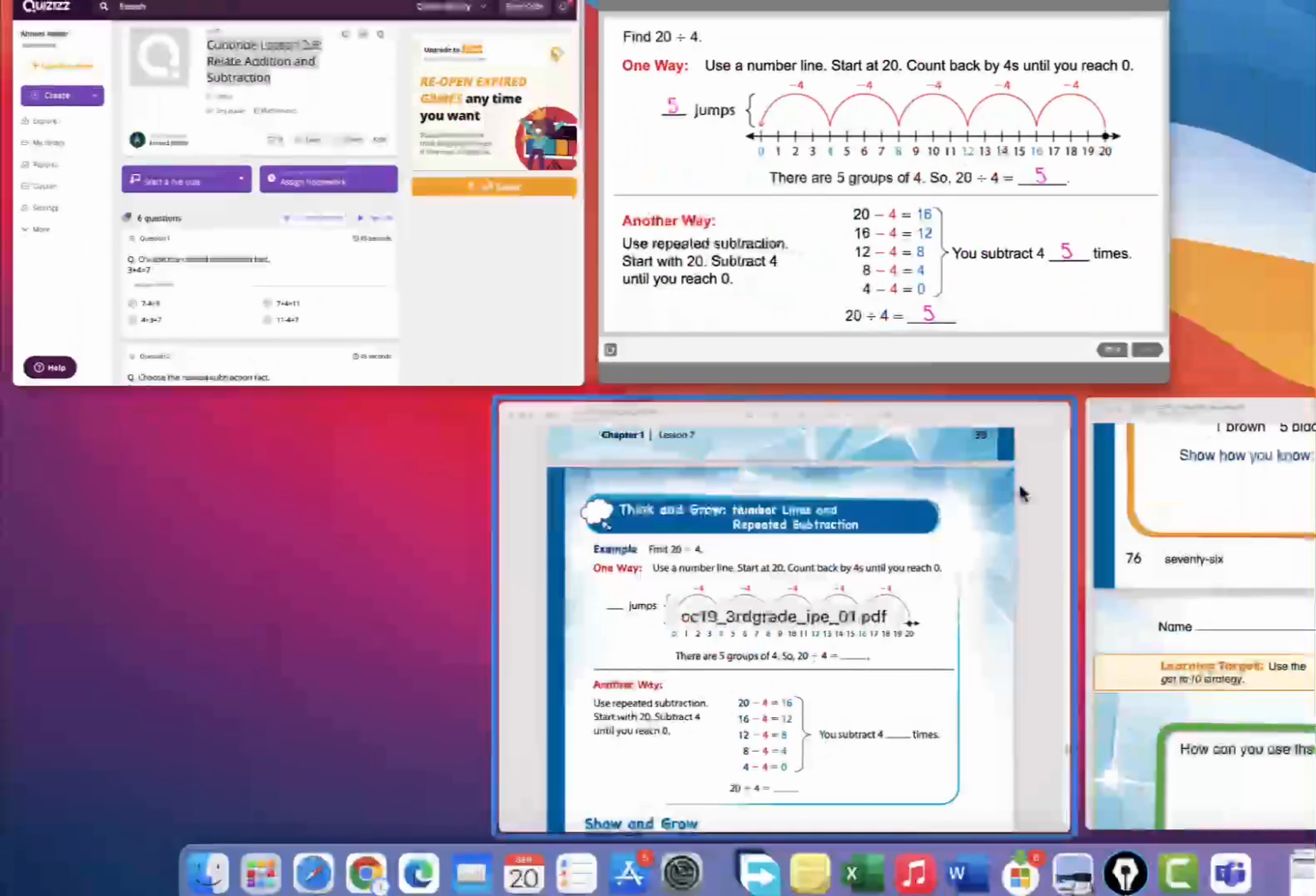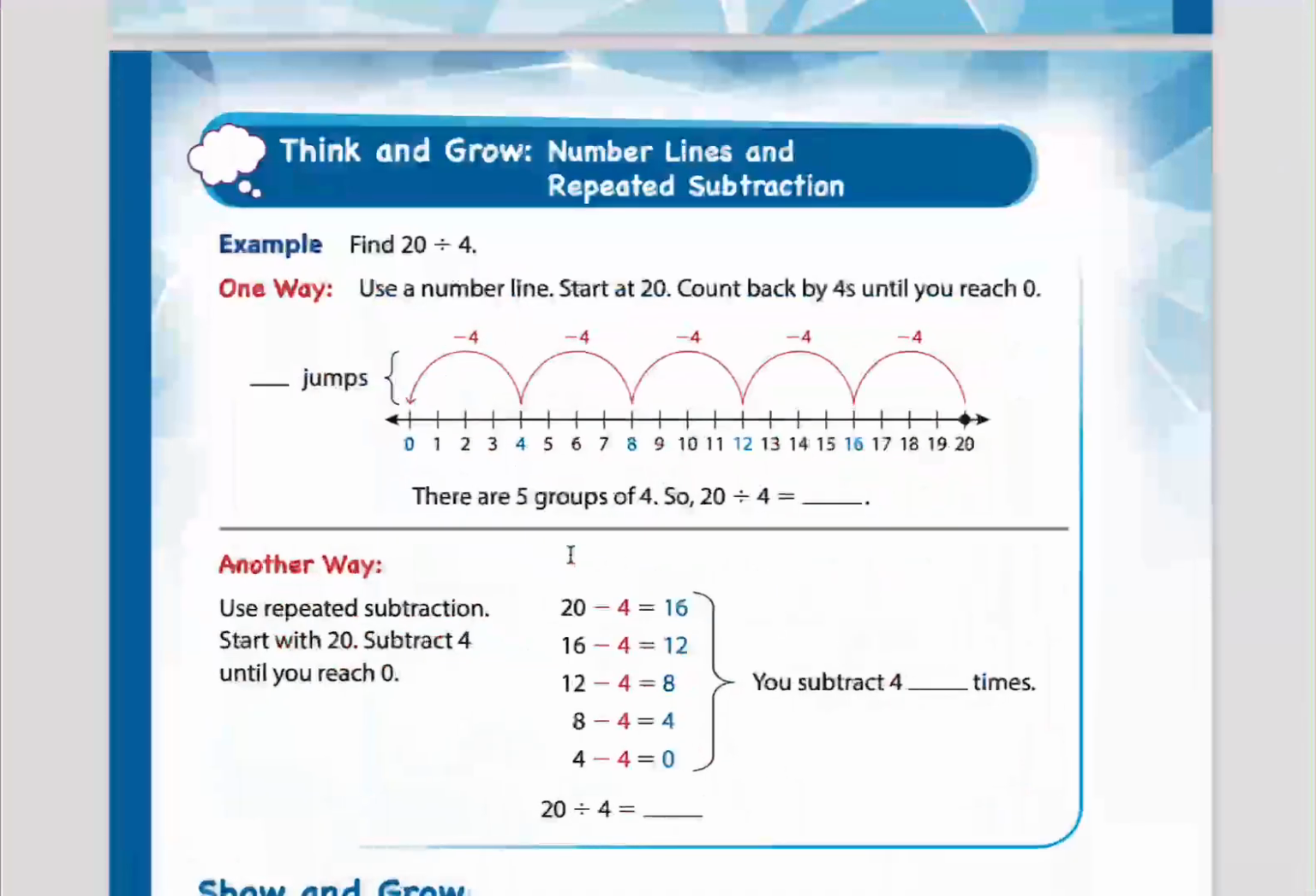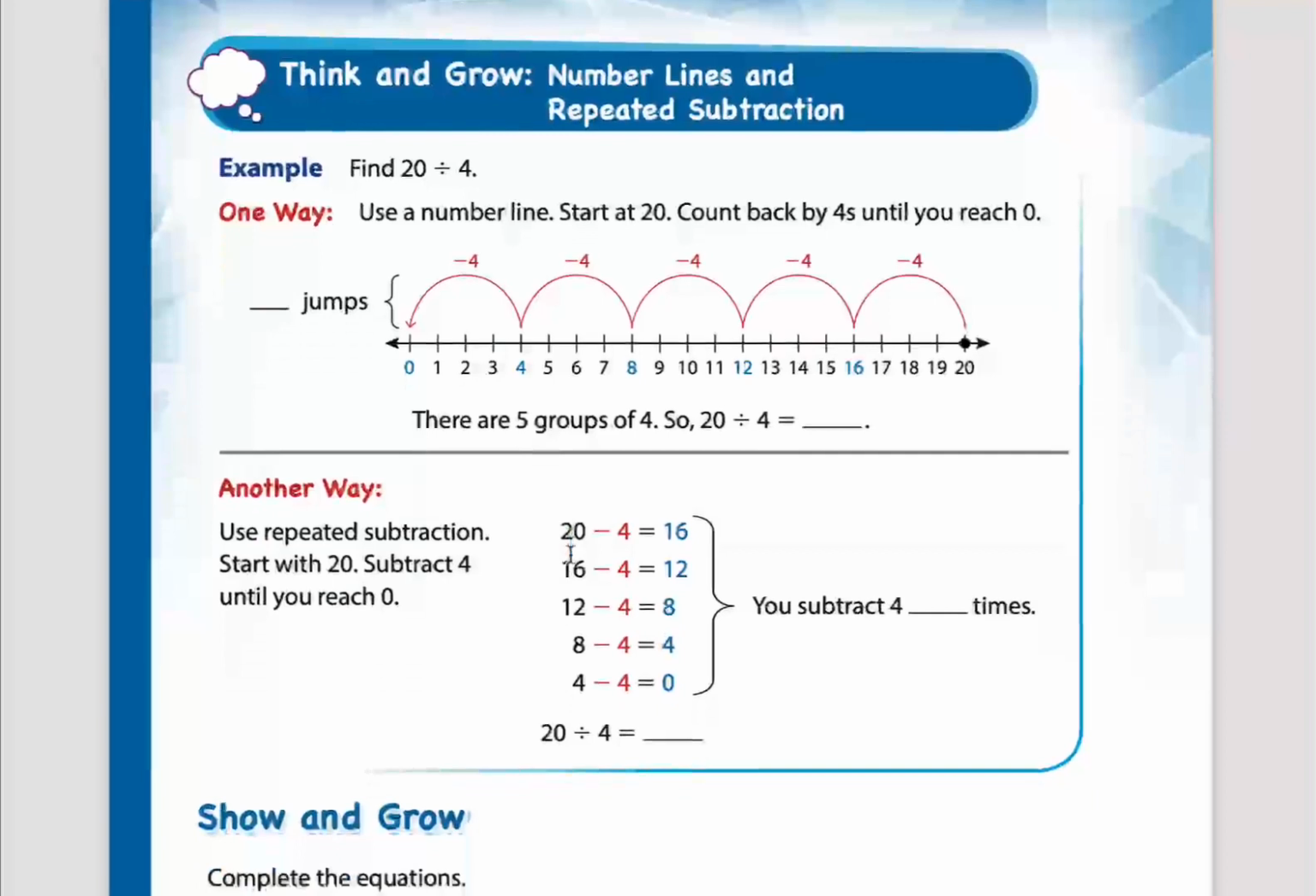Okay, now back to the book. And we'll just write the answers here. So we need to write here how many jumps did we do. If you need to count again, count them. 1, 2, 3, 4, 5. So how many jumps? 5 jumps. So there are 5 groups of 4, and 20 divided by 4 equals 5.